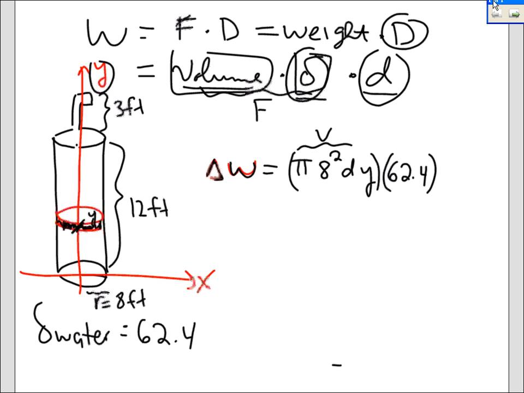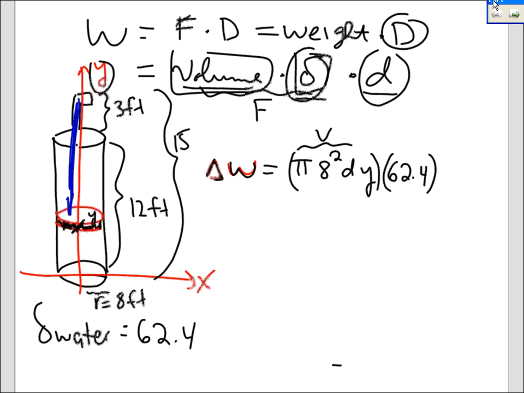Times the distance. Well, how far do I have to bring it? This whole height, from the bottom of the cylinder to where the water comes out, is 12 feet plus 3 feet, or 15 feet. So the question right now is, how long is this distance? That's how long I have to raise it. That's how long I have to lift it.